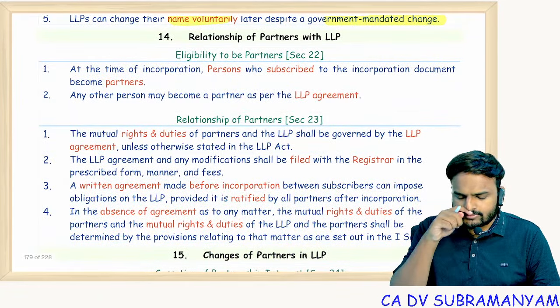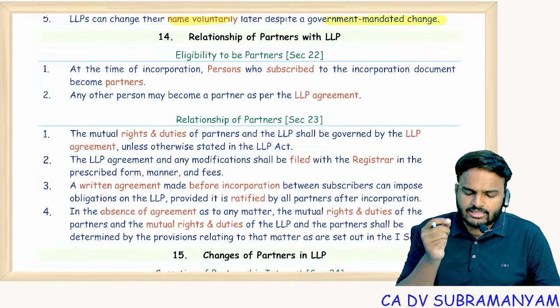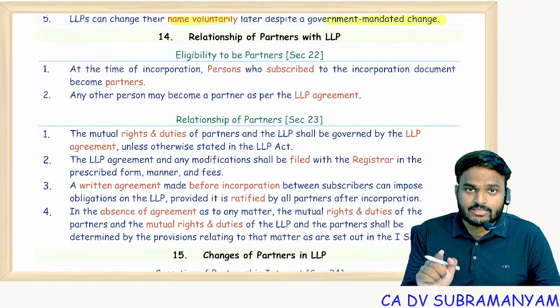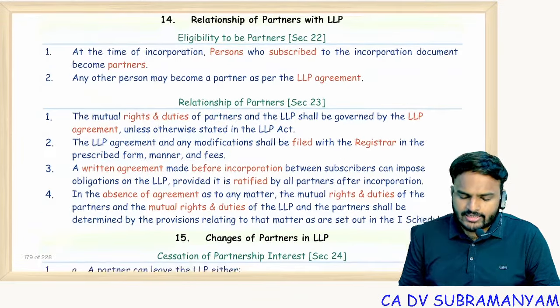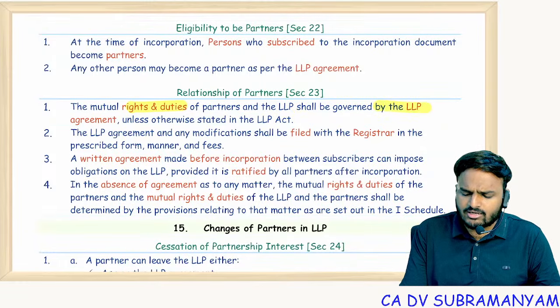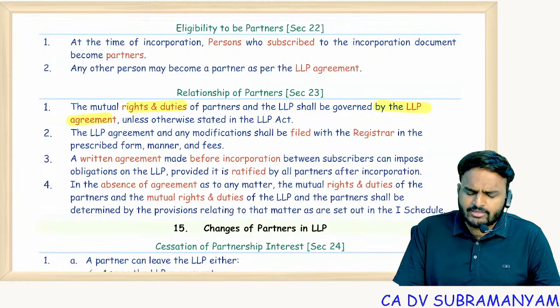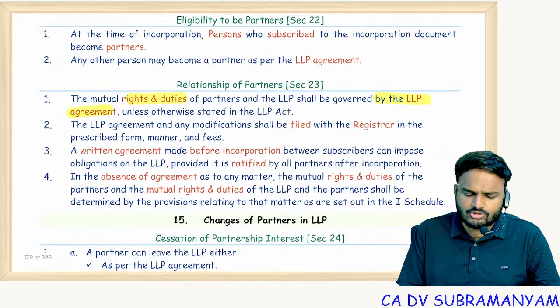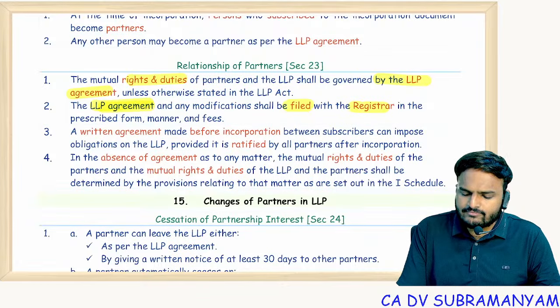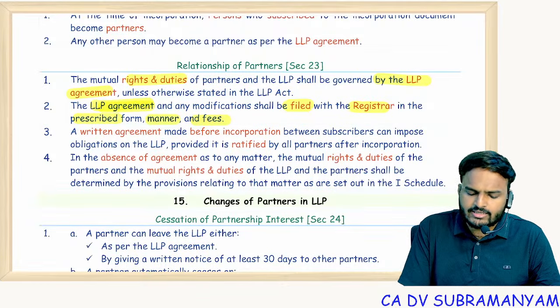Relationship of partners with LLP, simply agency. Every partner is an agent of the LLP. The rights and liabilities of the partners and the LLP are governed by the LLP agreement. If the LLP agreement is silent, then the first schedule will apply. The LLP agreement should be filed with the registrar in the prescribed form, manner and fees.